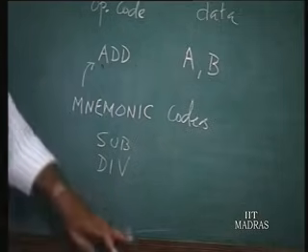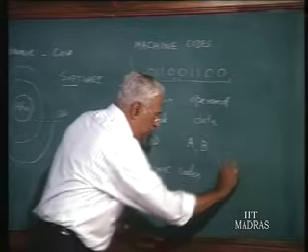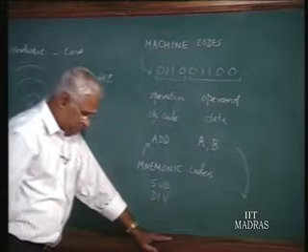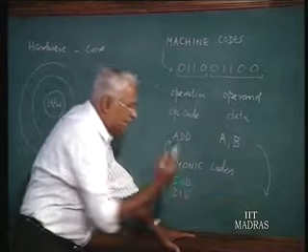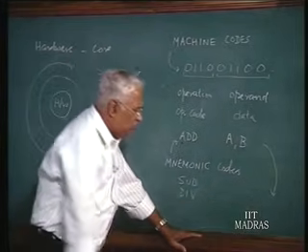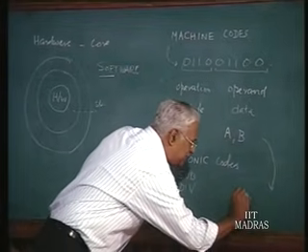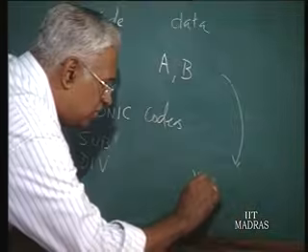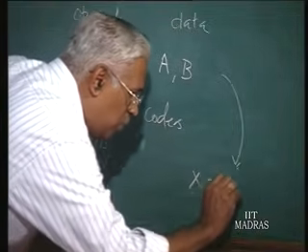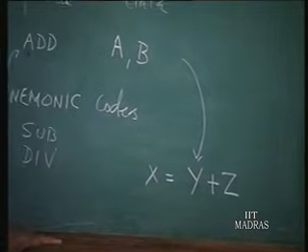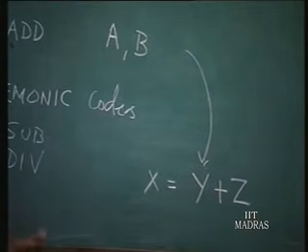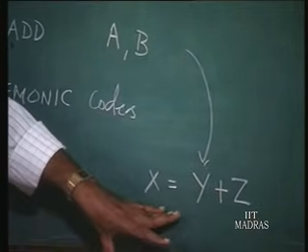Now, the next higher level we will go on. Suppose we have an equation. We have gone from this to this, now we will go to a higher level, where you can write something like this: x equals y plus z. Now, what is it that we have here? We have in fact a function.